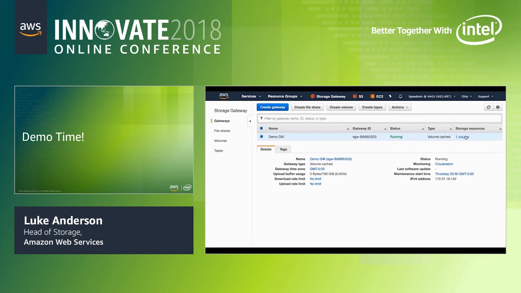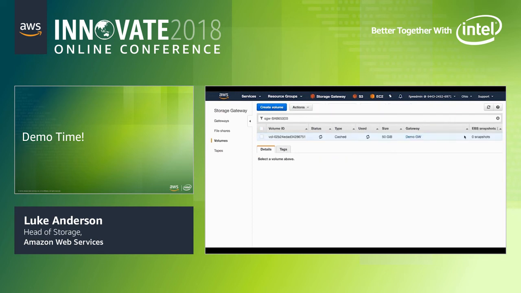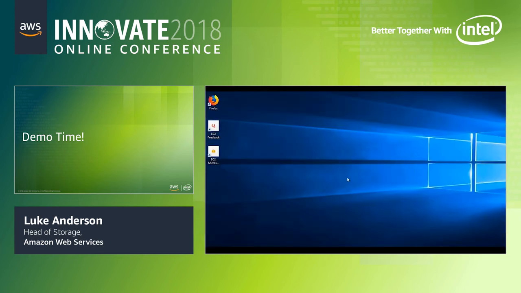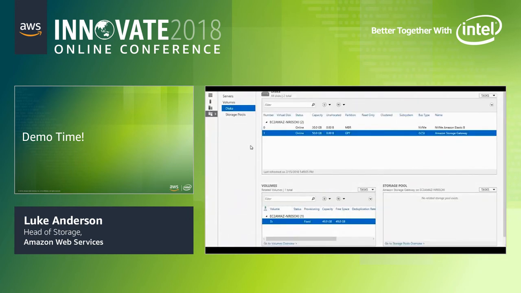If we click through onto that volume, we see it's being created as 50 gig in size and has 0 snapshots. Now, if we log on to our source system, which is a Windows instance, and we check the disk and file management, we'll see that we have 2 volumes mounted, the root, and now that 50 gig volume we just mentioned, which is attached to an Amazon Storage Gateway via iSCSI.